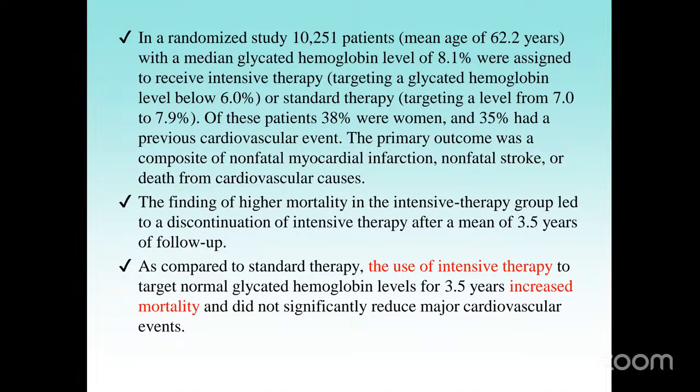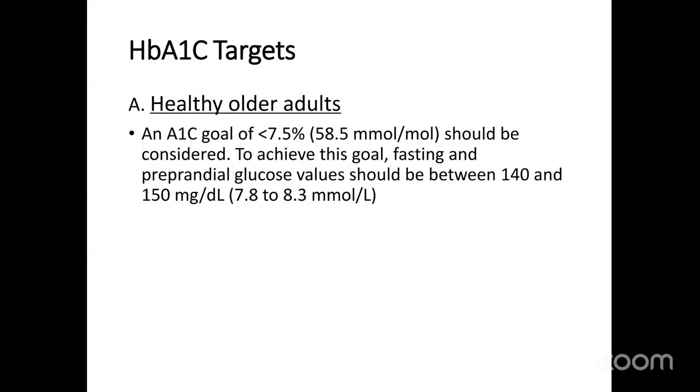The finding of higher mortality in the intensive therapy group led to the discontinuation of intensive therapy after a mean of 3.5 years of follow-up. So, according to this study, the use of intensive therapy to target a normal glycated hemoglobin level for 3.5 years resulted in increased mortality and did not significantly reduce major cardiovascular events. So, in general, strict or intensive therapy is not recommended in this population, the elderly.